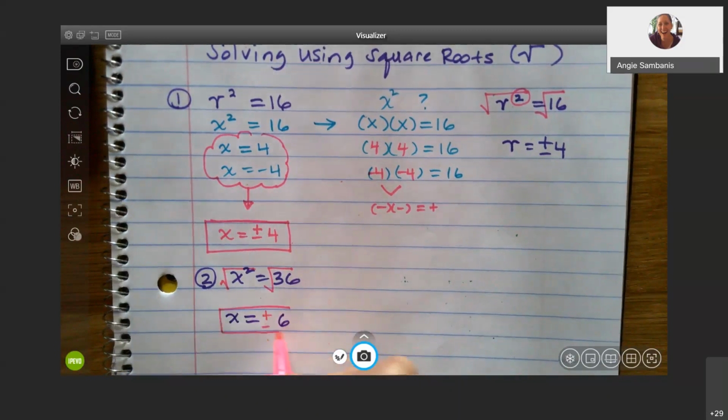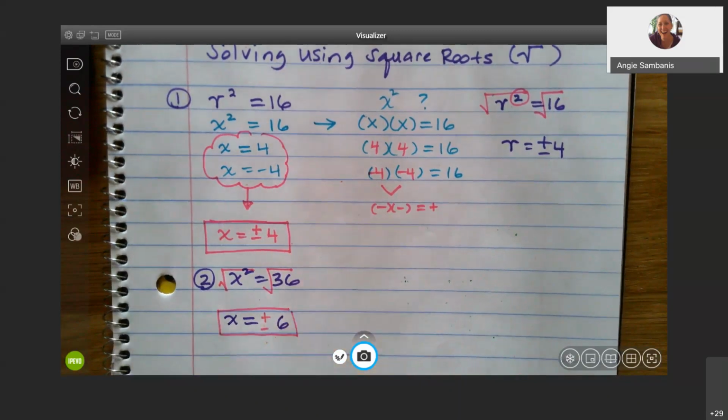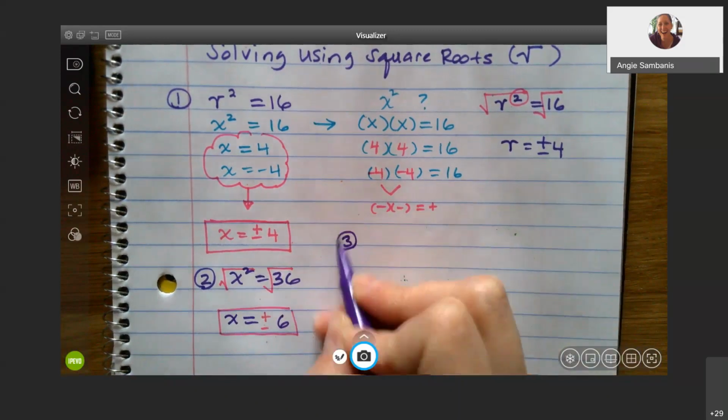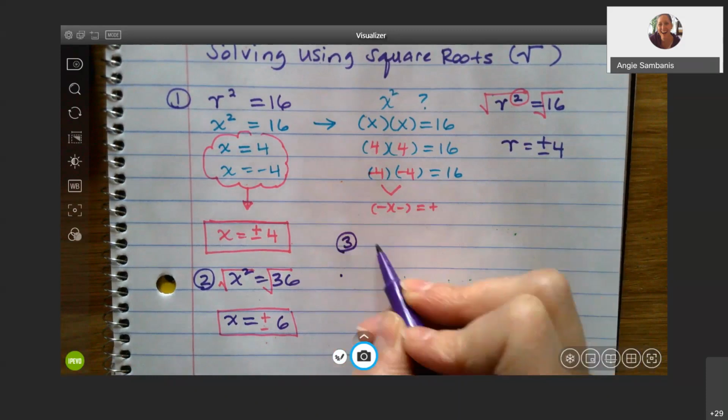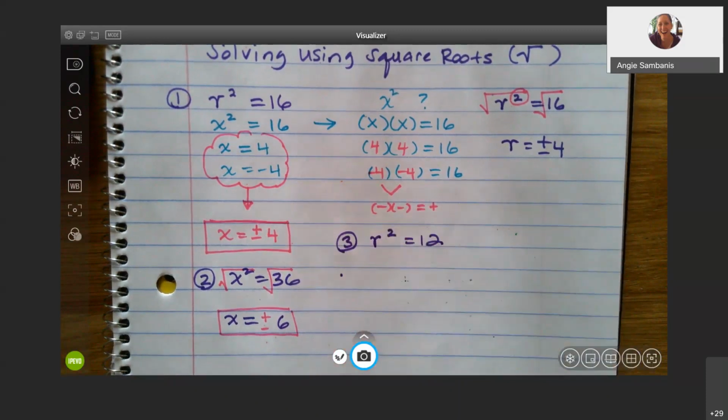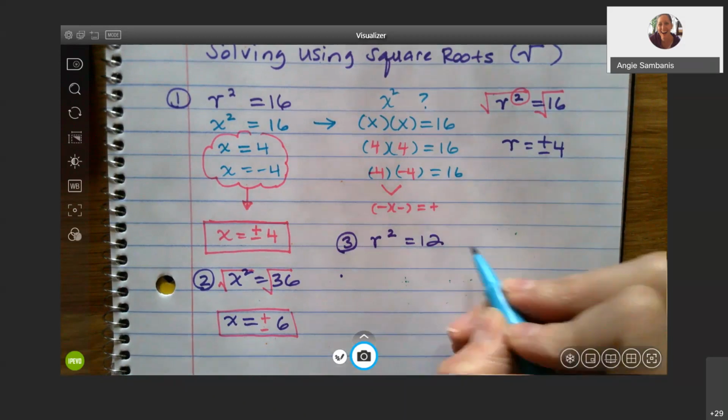Awesome. Okay, now we're going to kick it up a notch. What about r squared equals 12? Now here's where we get into some tricky stuff that is not so straightforward, and this is why I want to explore this stuff today before we get into the next few units. So this is not a perfect square.